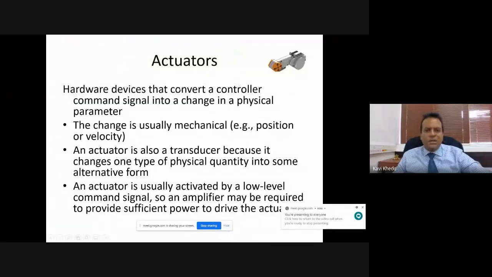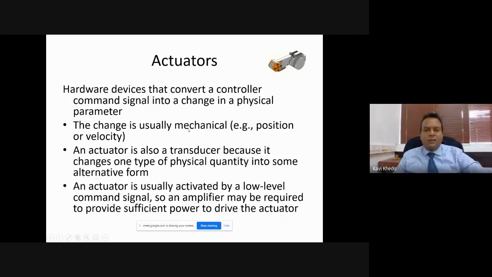Hardware devices that convert a controller command signal. We are getting a digital signal from the microcontroller and changing it into a physical parameter, doing a particular movement, moving something, placing something. This is the task of an actuator. The change is usually mechanical. It moves something, it lights a bulb, for example, it triggers an alarm. So very often it is physical. An actuator is also a transducer because it changes one type of physical quantity into an alternative form, but a different type of transducer.